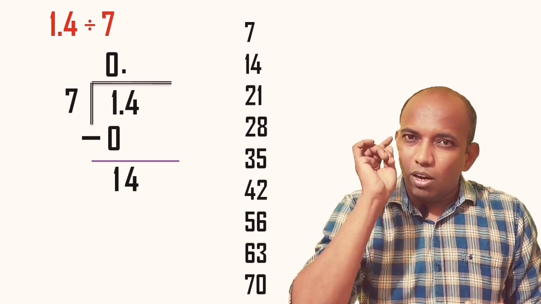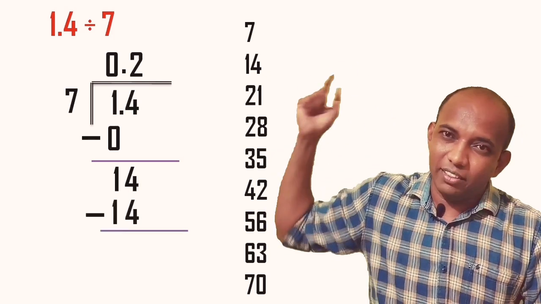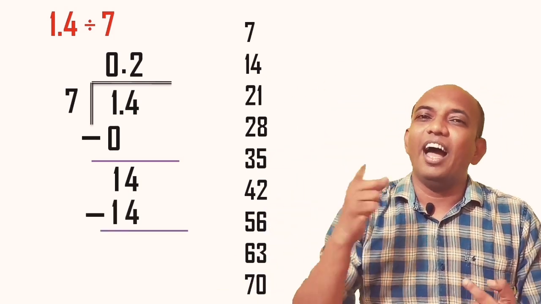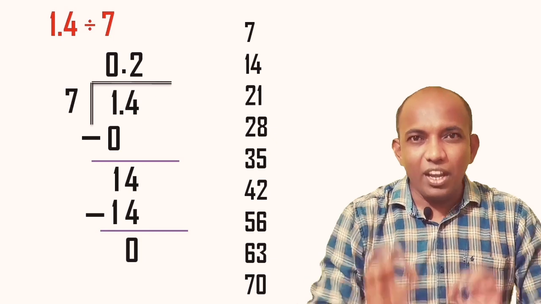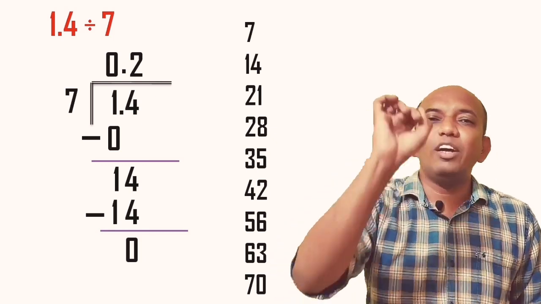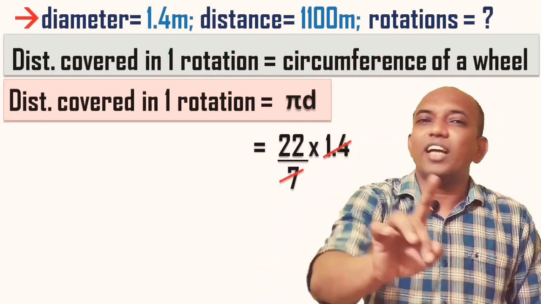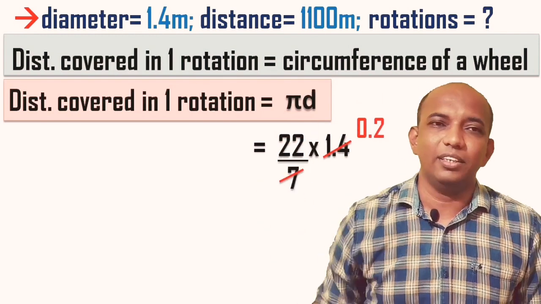Yes, 7 2s are 14, so 2 will be written in the quotient, that is 0.2, and 14 down in the subtraction, and the remainder will be 0 at last. So we have 0.2 as the quotient. That means when you divide 1.4 by 7 or you cancel 1.4 by 7, your answer will be 0.2, that we are looking at on the screen.